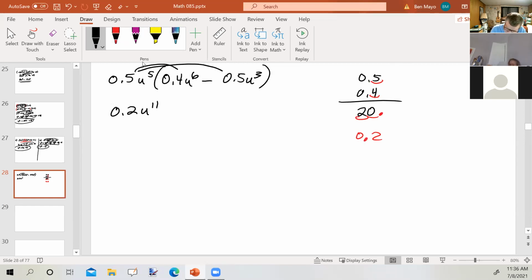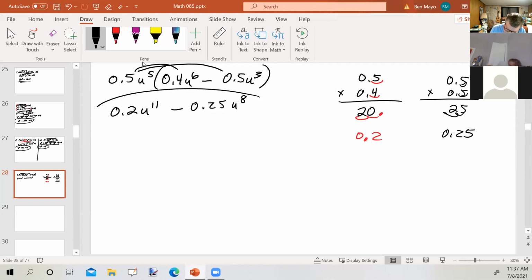And then we're going to take what? 0.5 times 0.5. Let's put the multiplication symbol there, which is 25, 1, 2, so 0.25. So what? Minus 0.25 u to the 8th power. So there's a lot going on in that problem.